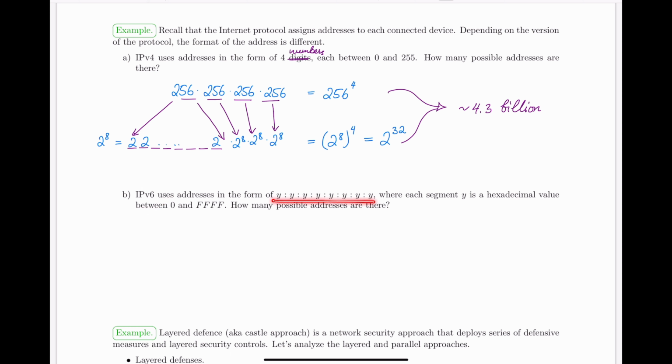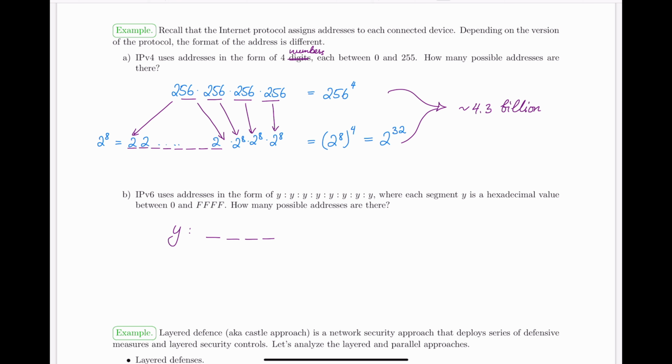So the form is as follows. I have 8 different spots, and each segment is a hexadecimal value between 0 and FFFF. Okay, so each of these spots is actually 4 digits, where the numbers go from 0 to the largest hexadecimal number that can be written in 4 digits of information, which is FFFF. Okay, so each of these Y's is a 4-digit hexadecimal number.